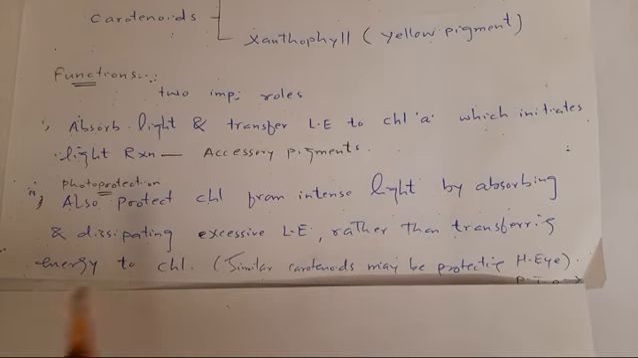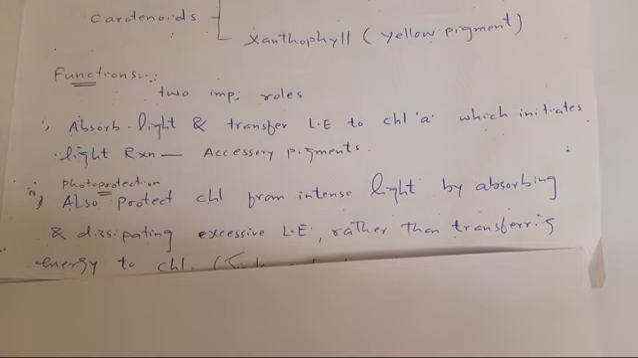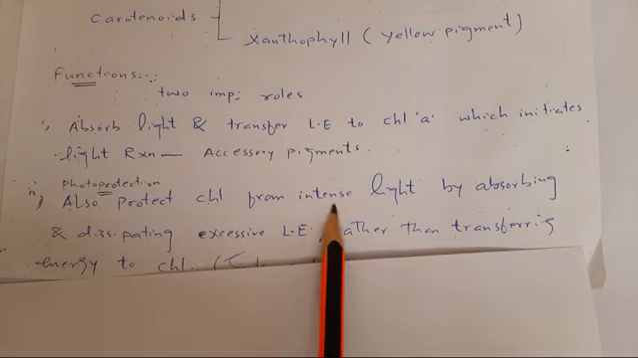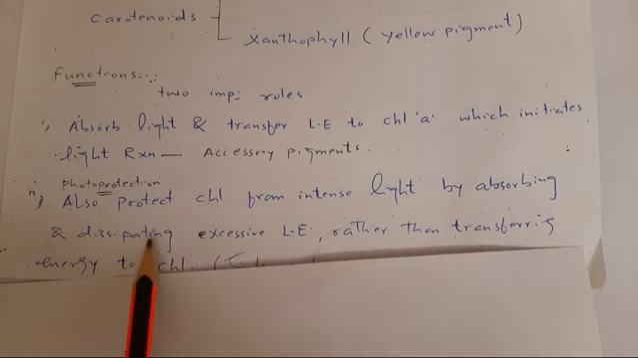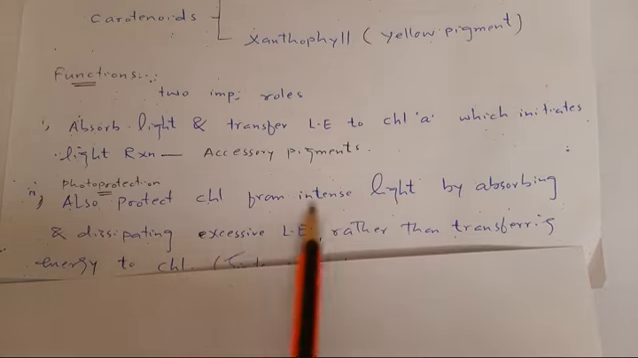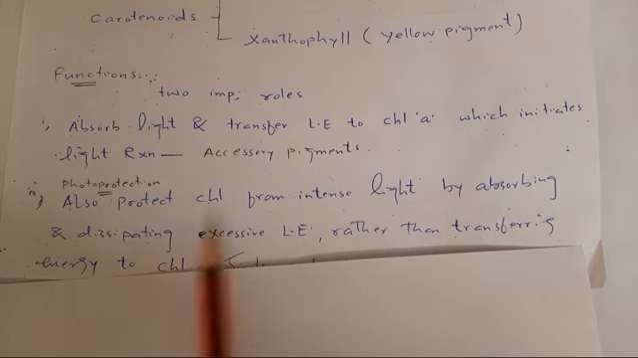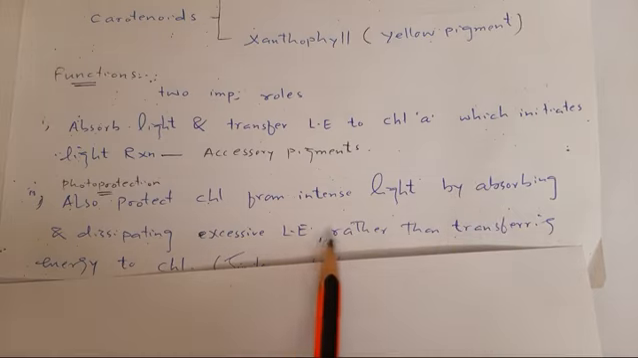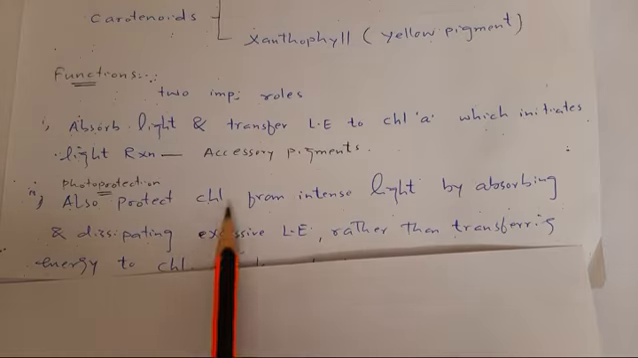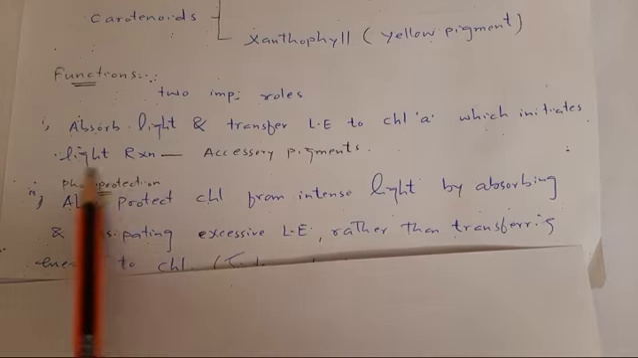The second function is that carotenoids also protect chlorophyll from intense light by absorbing and dissipating excessive light energy. How? By absorbing and dissipating excessive light energy rather than transferring energy to chlorophyll. In this way, carotenoids protect chlorophyll from intense light. This function is called photoprotection.